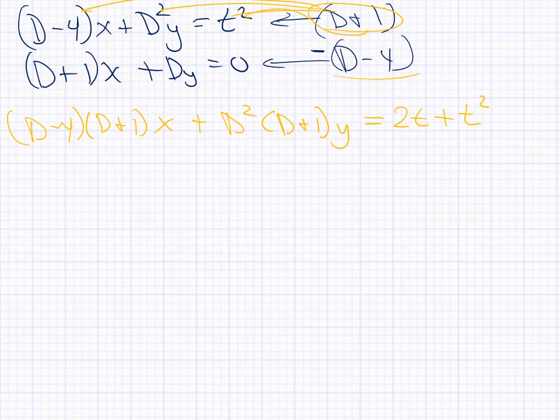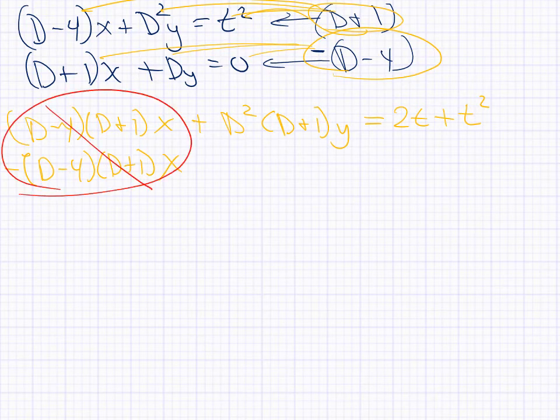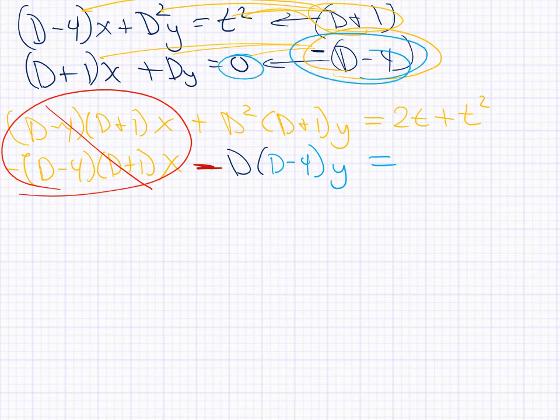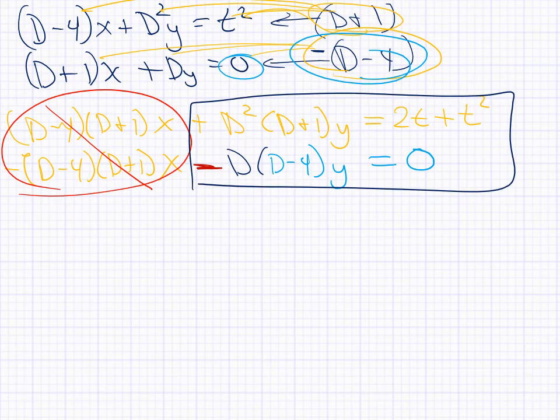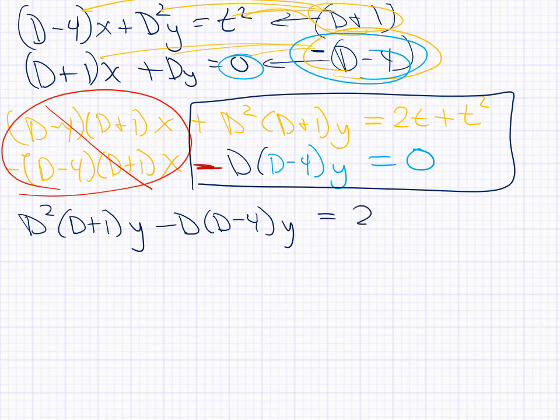Okay? And then that same thing operated on the next equation. So we would have a minus (D-4)(D+1)x, and that was so that these can cancel. Okay? Then we're going to have a minus, let's not lose that minus, minus D times (D-4)y equals, this operated on 0 would still give 0. So this is what we're left with now. So we have D squared times (D+1)y minus D times (D-4)y equals 2t plus t squared.